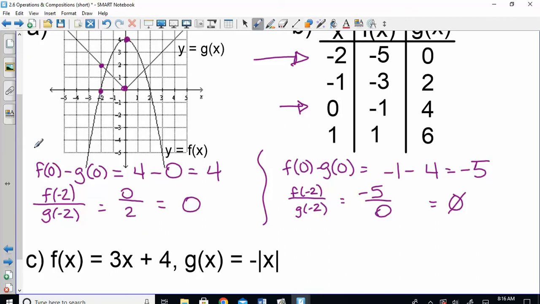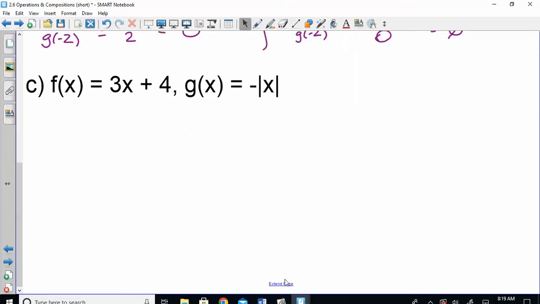Okay, I want you guys to do C on the next slide. I can't do that. I'm not putting two and two together yet. How do you show it if it doesn't touch? I'm ready to go home already, to be honest.